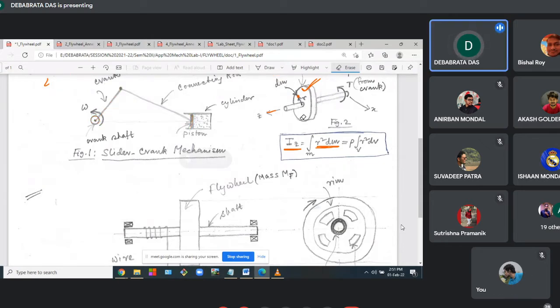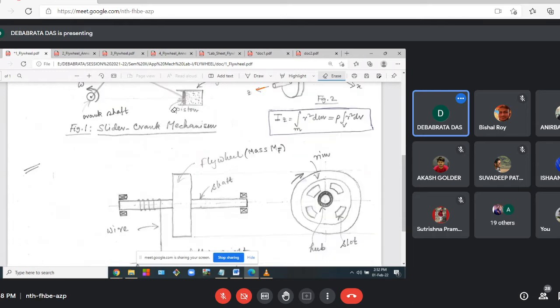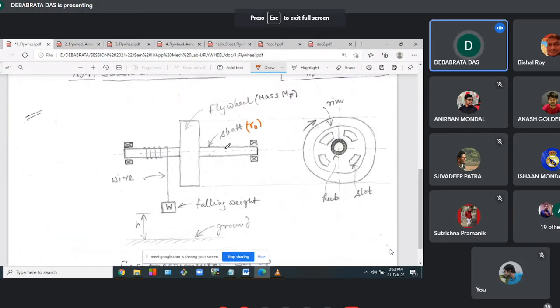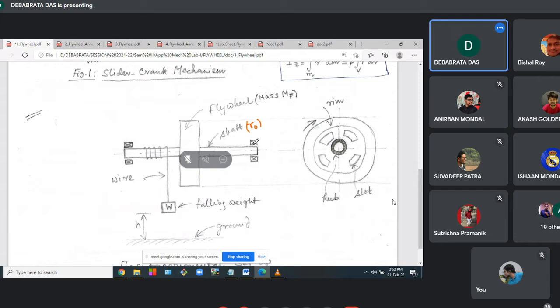Now let us see the experimental setup. Roughly, this is the schematic of the experimental setup. This is the shaft, and its radius is R0, which will be supplied and is known. Now this shaft is mounted on two bearings. Symbolically you show the bearings like this. These are basically plummer blocks, which will be explained in the experimental video.